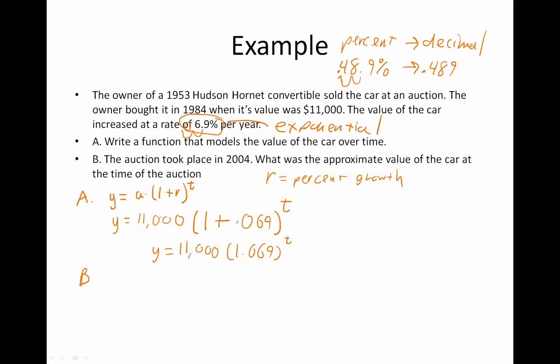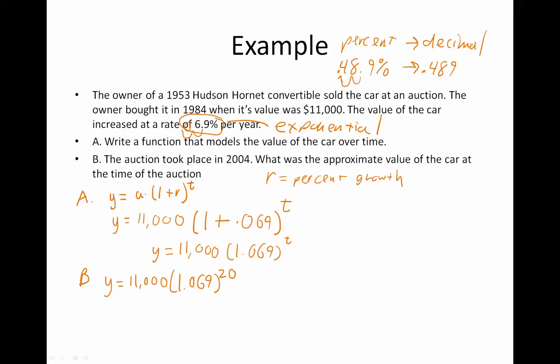B, I need to come up with the approximate value of the car at the time of the auction. So I'm going to use this model that we just created, y equals 11,000 times 1.069 to the t. But I need to figure out what this t is going to be. How much time has gone by? Well, he bought it in 1984, and the auction took place in 2004. So how many years went by? That would be 20.